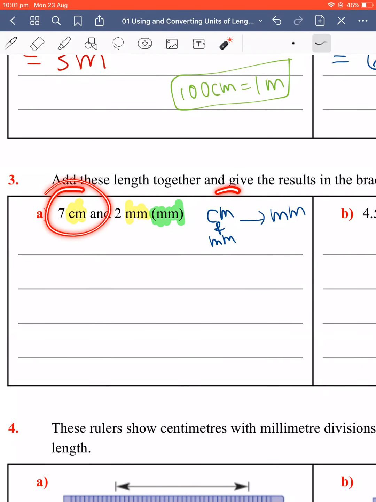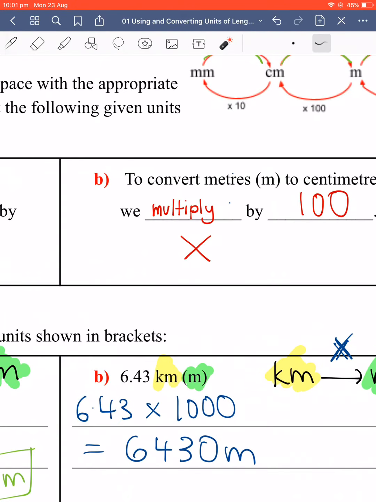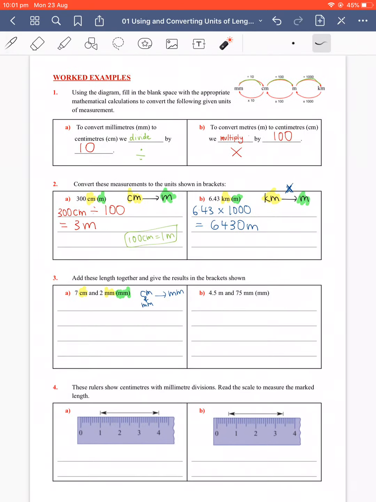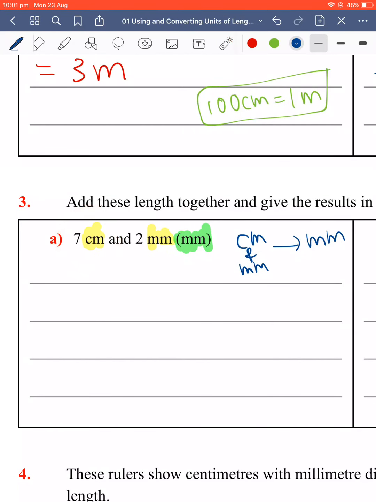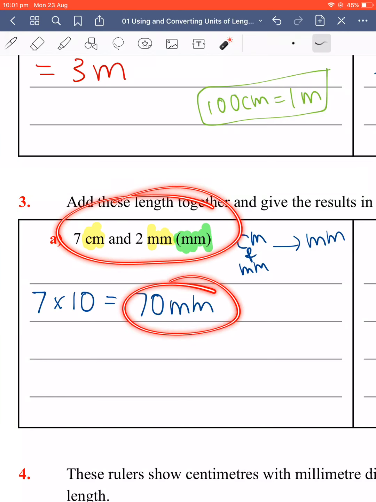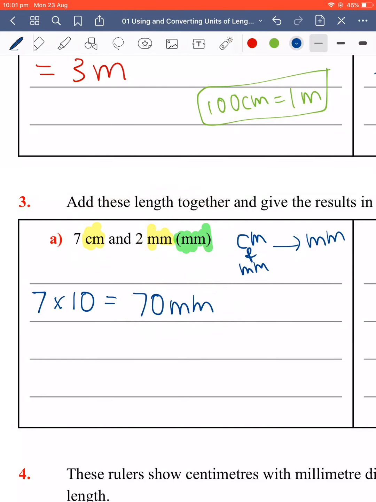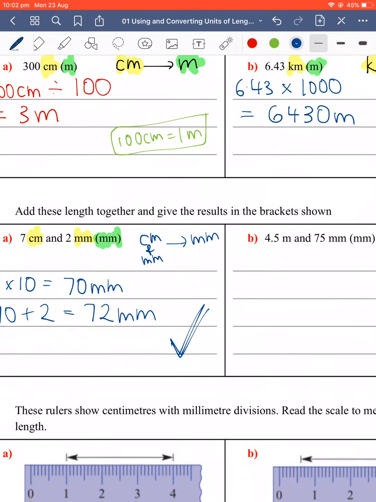If I'm going from centimeters to millimeters, I am going down. I'm starting big and I'm getting smaller, which means I am going to multiply. And from our little graphic up top here, I'm going to be multiplying by 10. So let's do that to our 7 here. I would have my 7 multiplied by 10, which will give me 70 millimeters. Then I can add these two together, which is 70 millimeters and my 2. So 70 plus 2 gives me 72 millimeters, that would be my answer for that one. Let's have a go at another one.